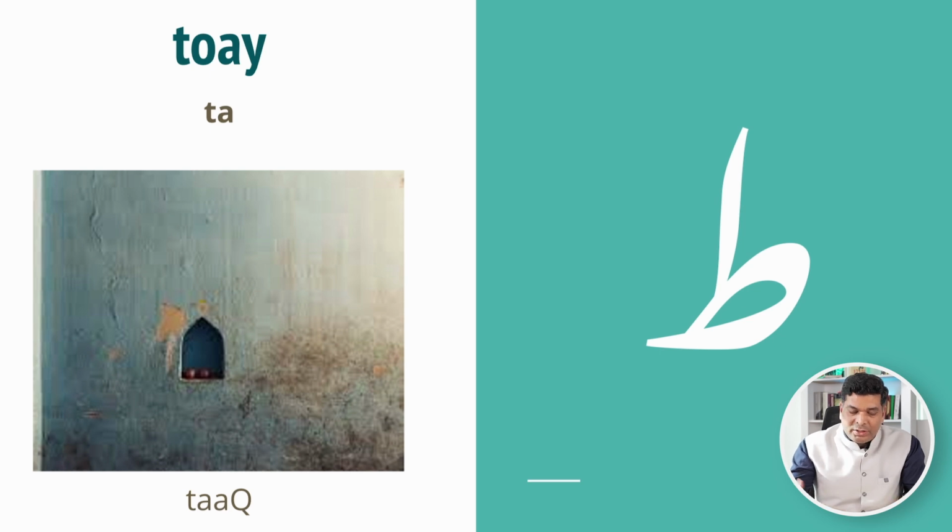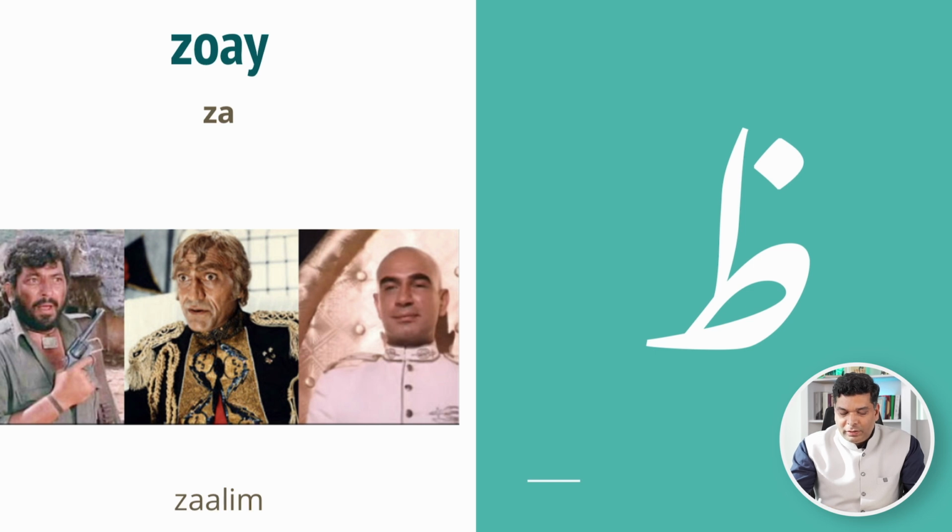And you see here the name is toe, while the sound is ta. Similarly, you have a variation of toe, which has a nukta. It's called zoe, and zoe gives a z sound. You can look at the screen. You will find the famous Bollywood villains here. So we're just using them as a proxy for zalim.